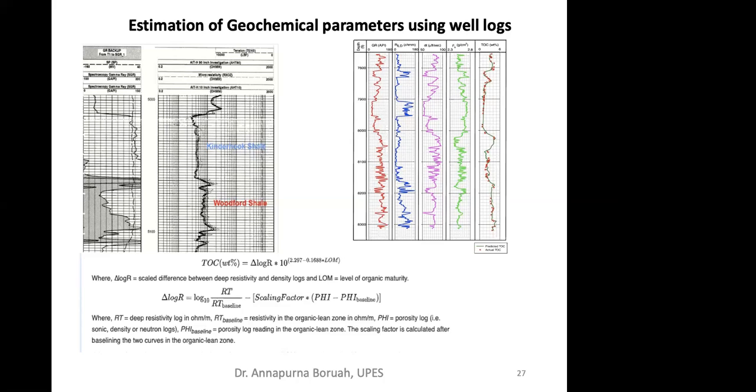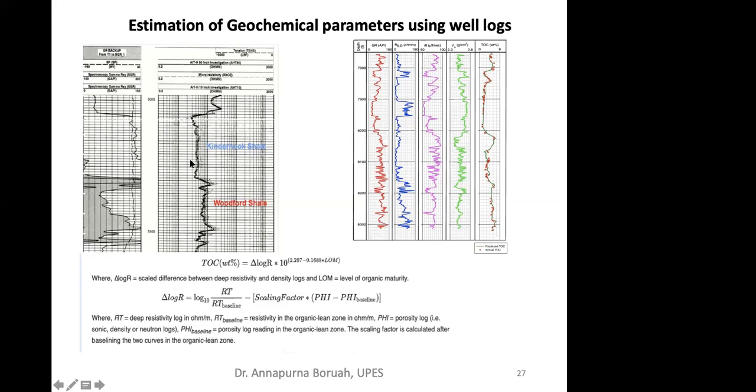So it is difficult to get core data for many wells. There may be limited wells where core data are available, and it is also costly to analyze in the laboratory. So using the well logs, you can also calculate TOC data. You can estimate the geochemical parameters, but the only constraint is that you should have at least one well core to validate your result and see how much error is coming in.